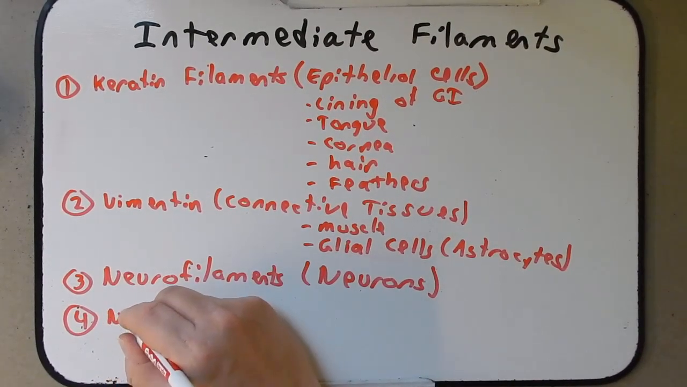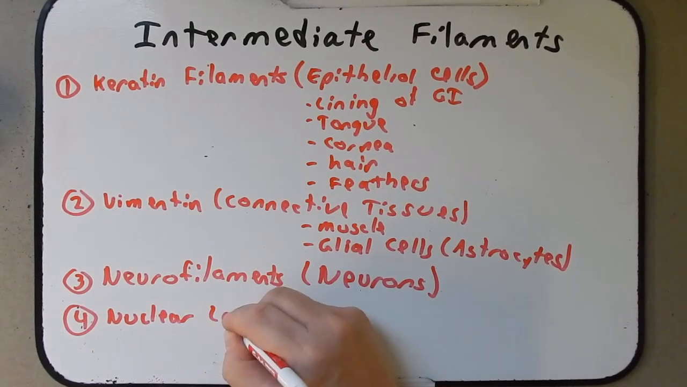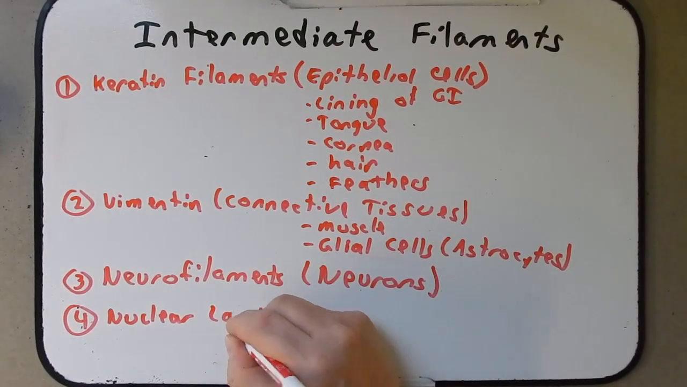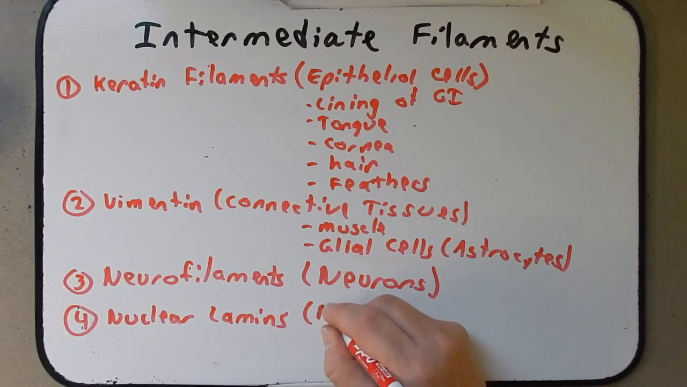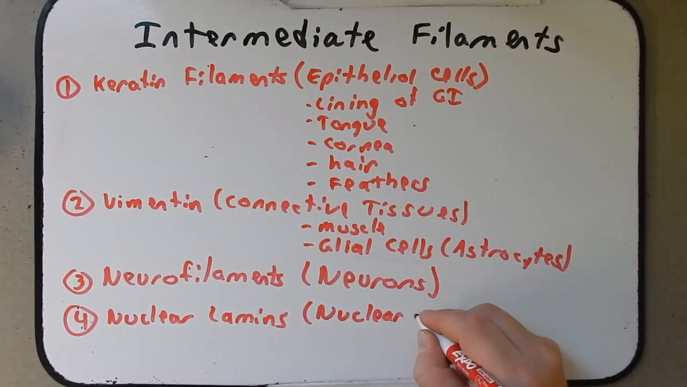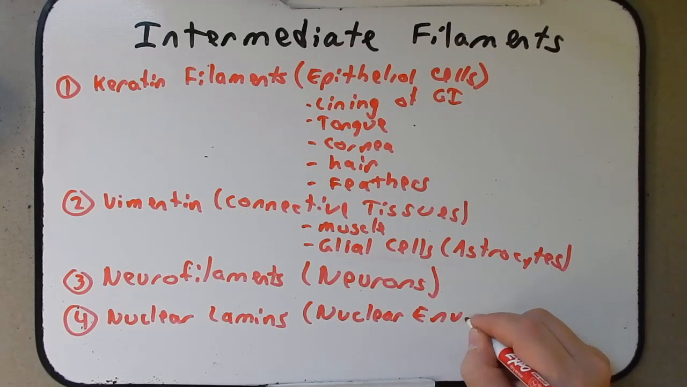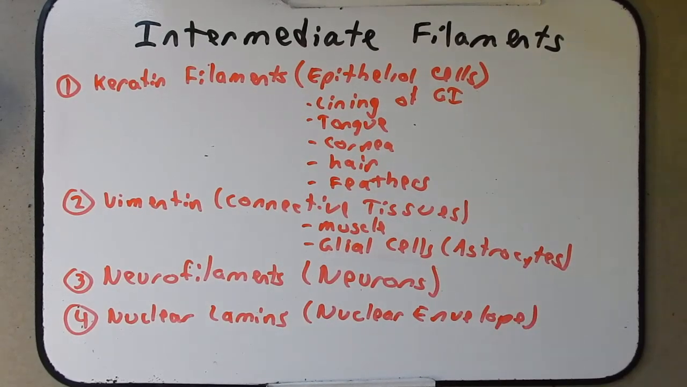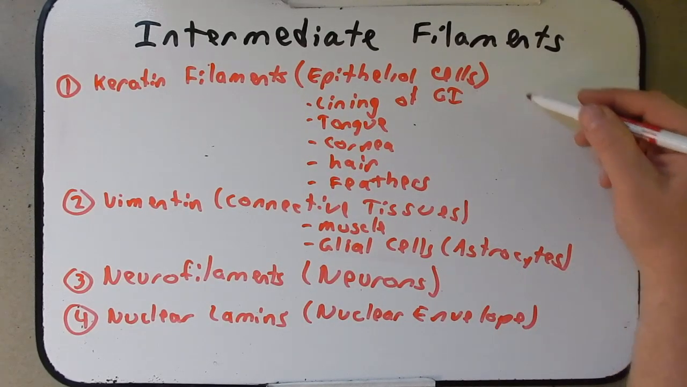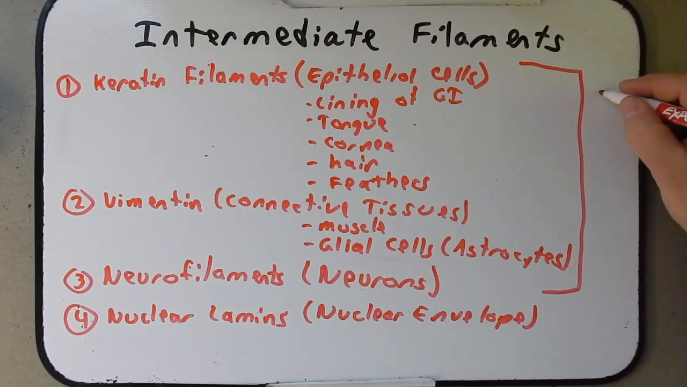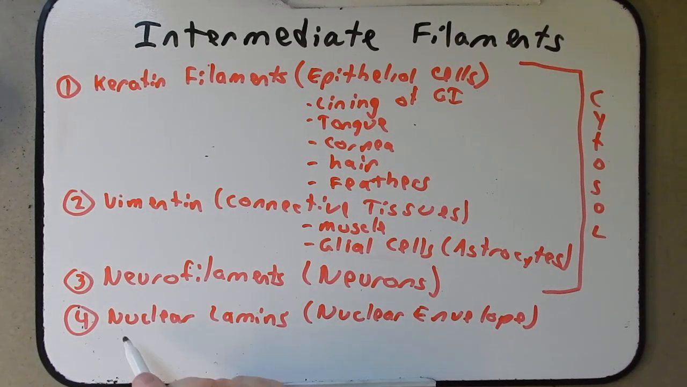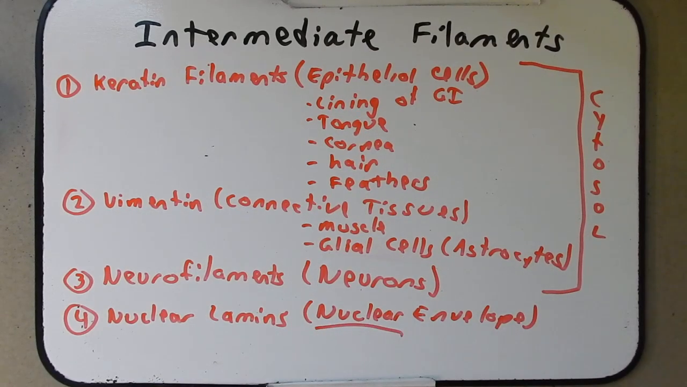And the next one are nuclear lamins, which we've briefly talked about because they make up the nuclear lamina. So these are going to be found in the nuclear envelope, associated with the nuclear envelope on the inside of the nucleus. So these first three, even though I didn't specifically say it, are all in the cytosol, whereas the nuclear lamins are in the nucleus.